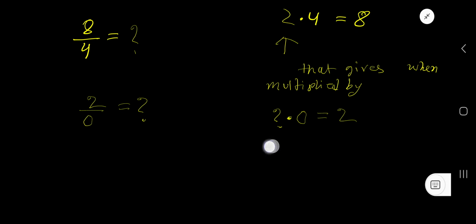You are not getting 2. If you consider 2, 2 times 0 is 0. You are not getting 2. That is, there is no number that, when multiplied by 0, will give you 2. So 2 over 0 is undefined, which means there is no answer. Undefined means there is no answer.